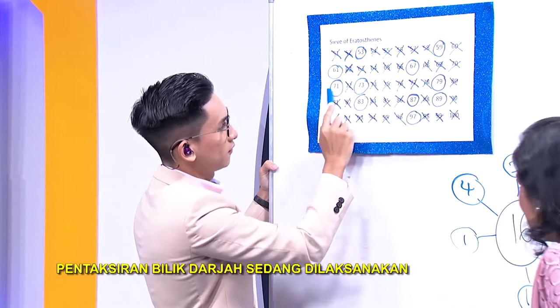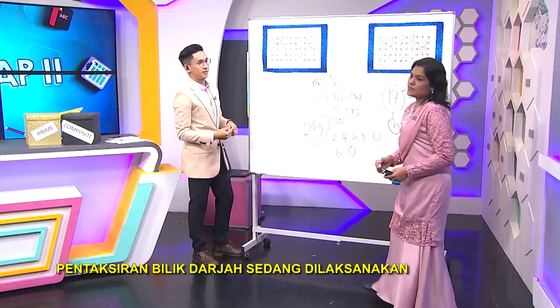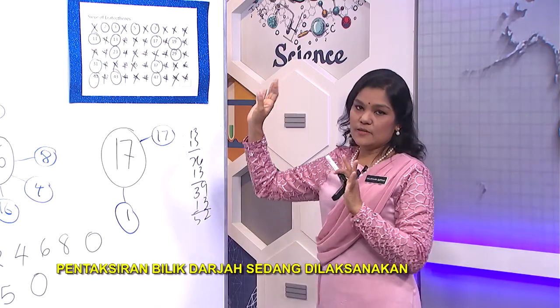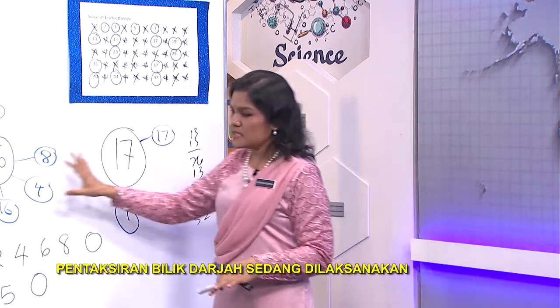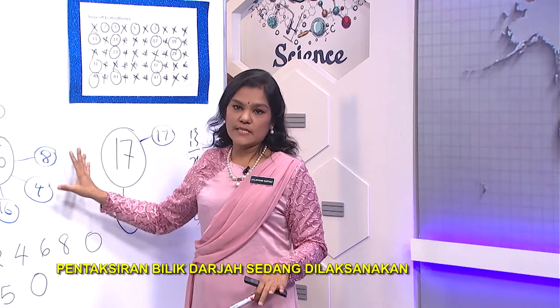1, 2, 3, 4, 5, 6. It's altogether 25. Okay, 25 prime numbers from 1 to 100. We already looked at two methods here. One is factorization: if there are only 2 factors, it is a prime number; if more than 2 factors, it is a composite number.